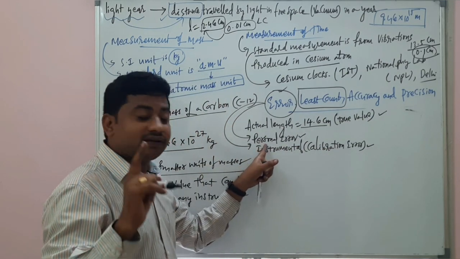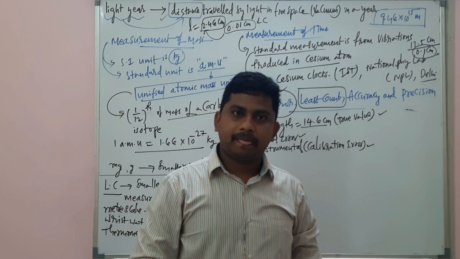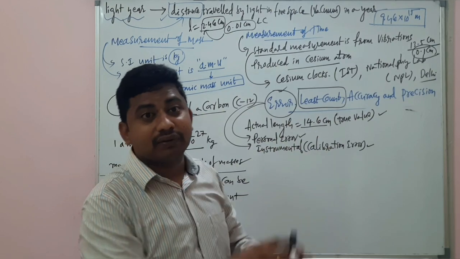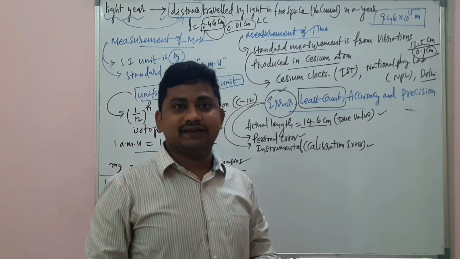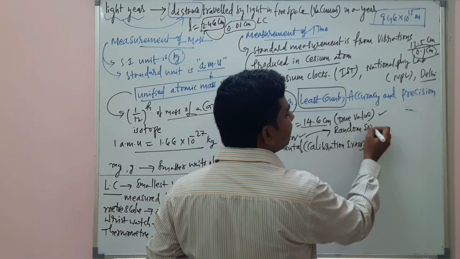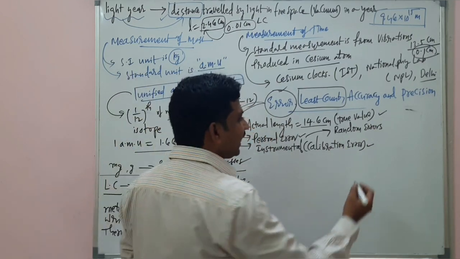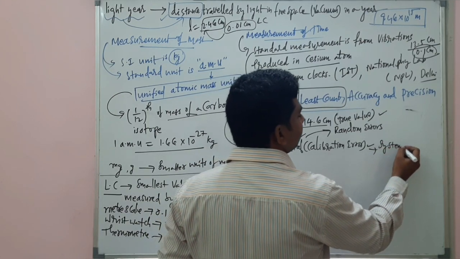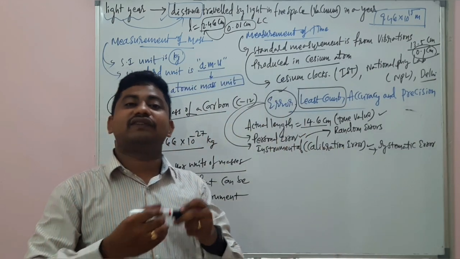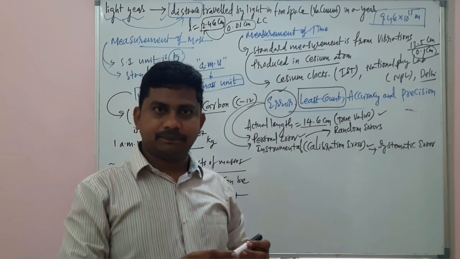Listen, when the error is a personal error, it will not always be there. It will not repeat. Sometimes I can put it exactly correct, sometimes on the left side, sometimes on the right side. Personal errors come under the category of random errors. Whereas instrumental errors come under the category of systematic errors. That means the error will be there continuously. In any measurement you take, the error will repeat because there is a problem with the instrument.